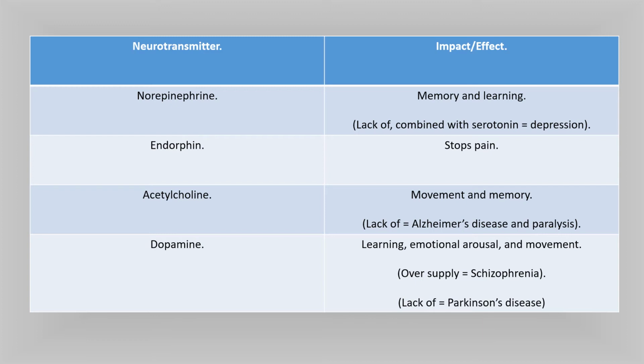An oversupply of this can cause schizophrenia. And then a lack of this could cause Parkinson's disease. So again, these are just some of the neurotransmitters that are very common, and how they impact the body. And again, these are transmitted between neurons.